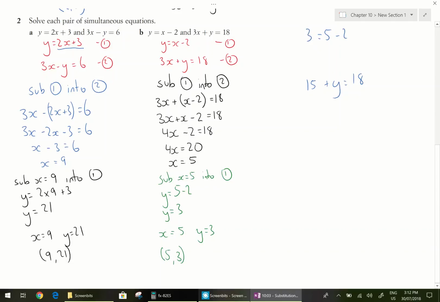And hopefully the top equation works and the bottom equation also works. 3 is 5 minus 2, and 15 plus 3 is 18. So I know my solution is correct. Obviously, if it didn't work, then you'd have to go back through and find your mistakes. But that's how you can always check your equations. And that's the substitution method.